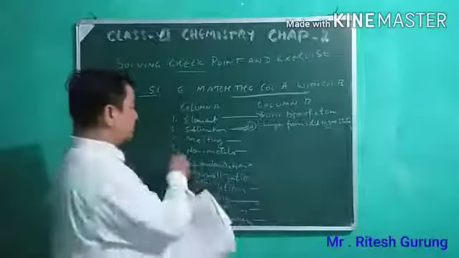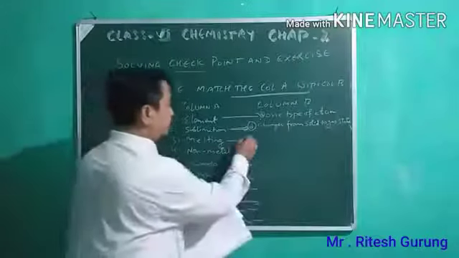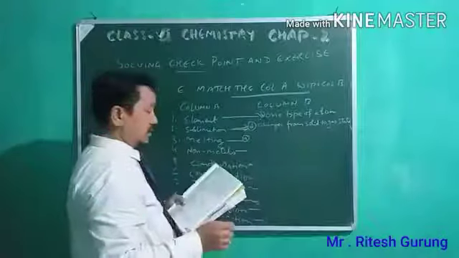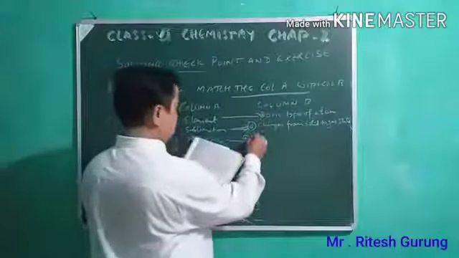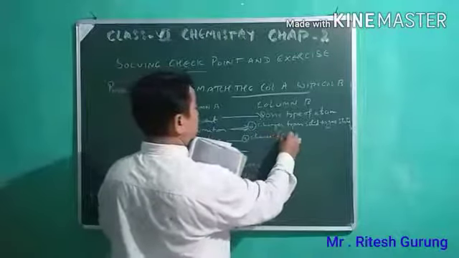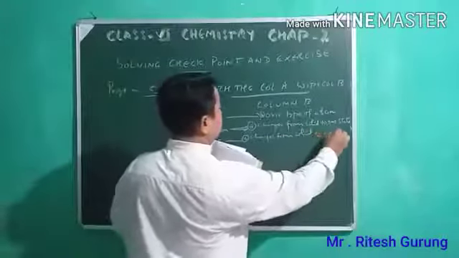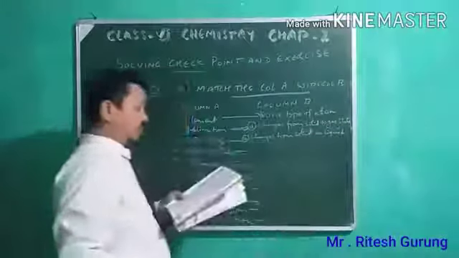Okay, then number 3, that is melting. Number 3, melting, so matching with option number A, that is changes from solid to liquid. Changes from solid to liquid.